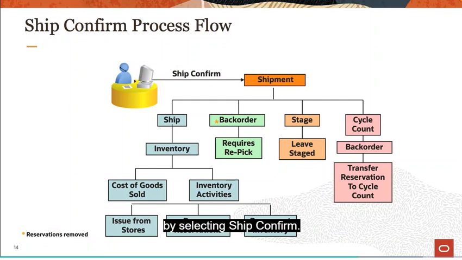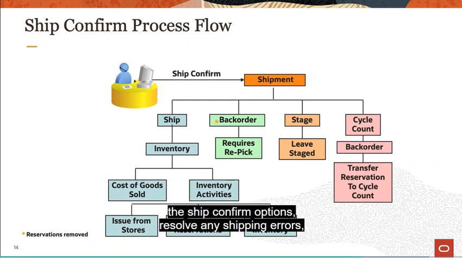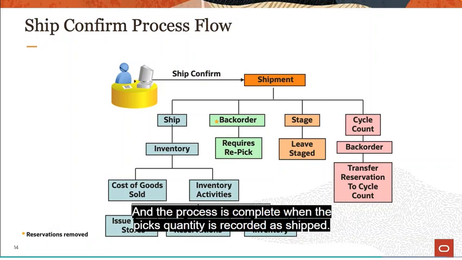Before you can confirm, you must choose a ship confirm rule or enter the ship confirm options, resolve any shipping errors, and enter serial numbers when required. You can ship confirm only after the shipment lines are pick confirmed. When you ship confirm, lines can be shipped, backordered, staged, or sent to cycle count, and the process is complete when the picked quantity is recorded as shipped.